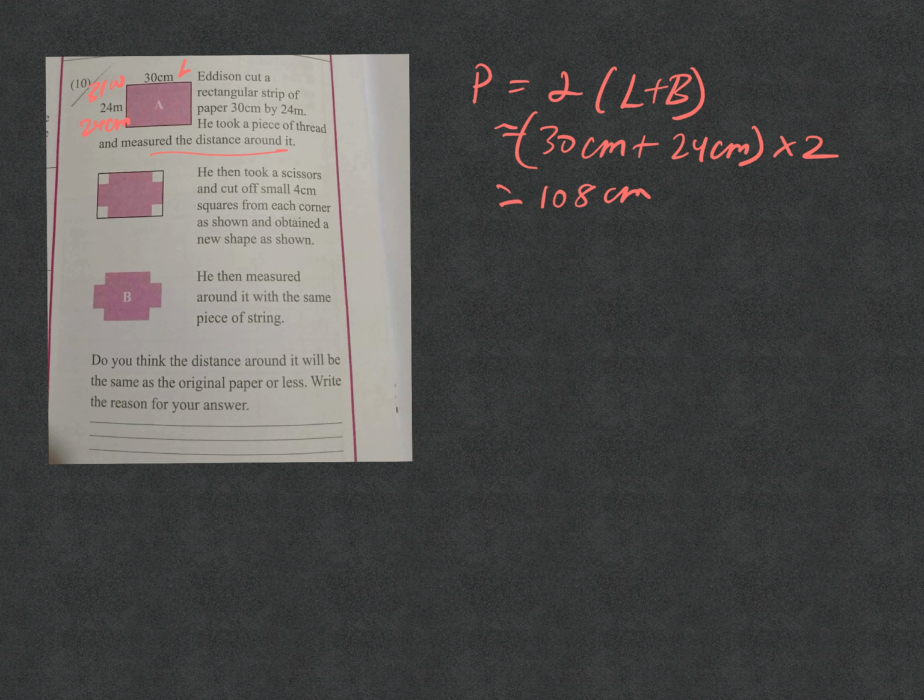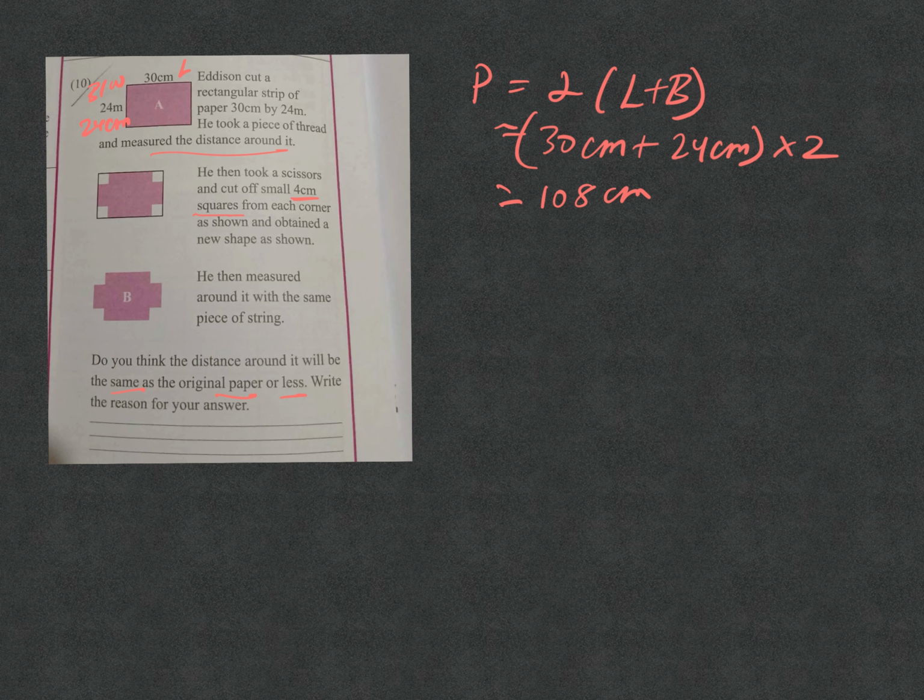He then took his scissors and cut off small 4 centimeter squares from each corner, as shown, and obtained a new shape as shown below. He then measured around it with the same piece of string. Do you think the distance around it will be the same as the original paper or less? Write a reason for your answer. Now, the important part is that he cut off small 4 centimeter squares from each corner. Now, check this out.